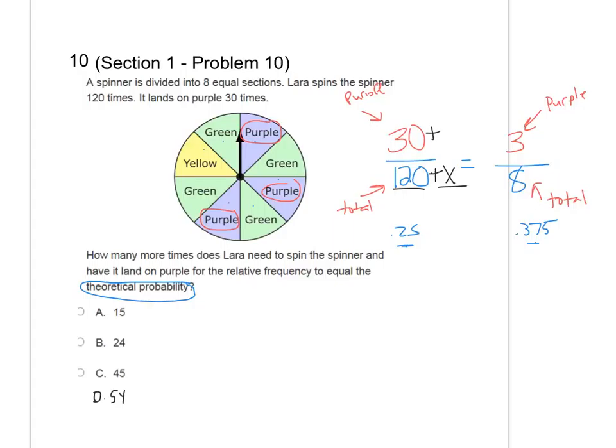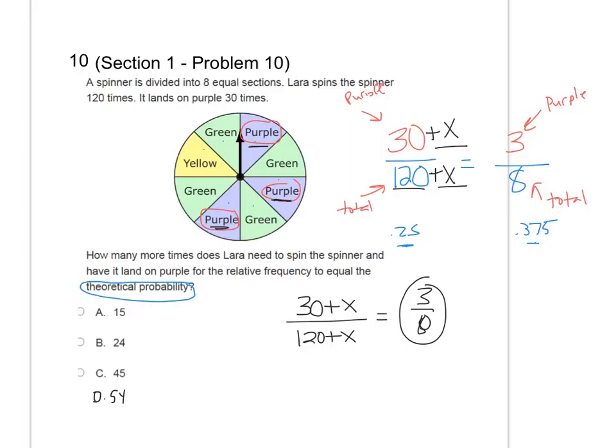And then however many more times she needs to spin it, we also need to have more purples happen as well. So you're going to add x on the top because you need more purples, and on the bottom because you need to spin it more times. So in that case, we know that 30 plus x over 120 plus x equals 3/8. This number never changes because there are always 3 spaces purple out of 8 total.